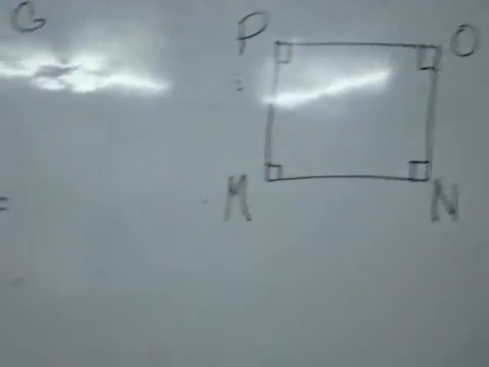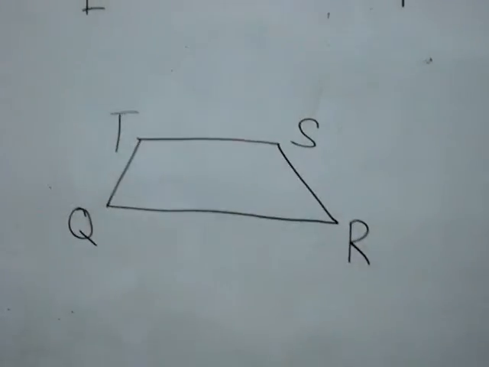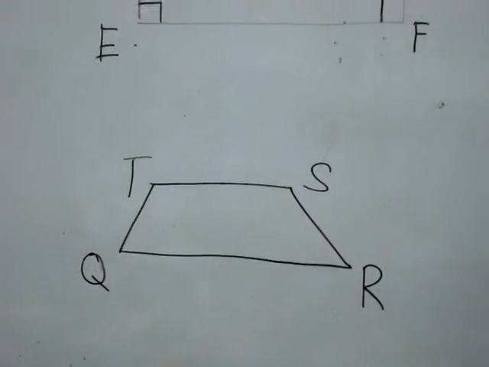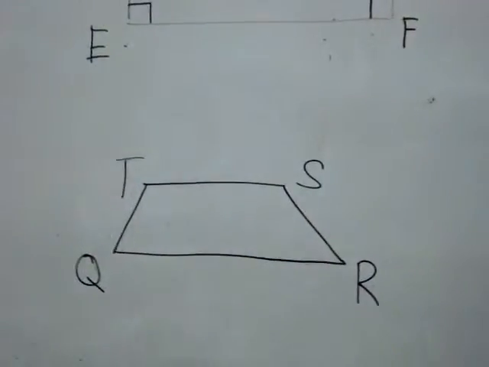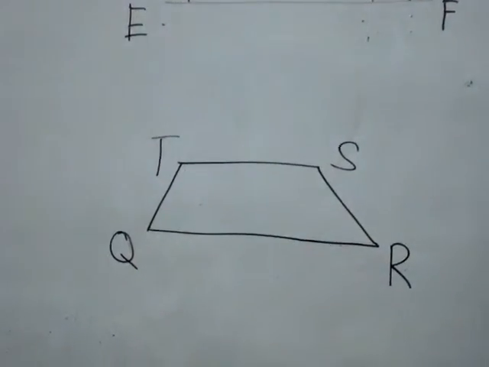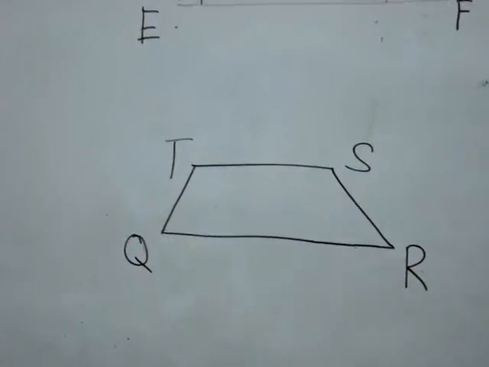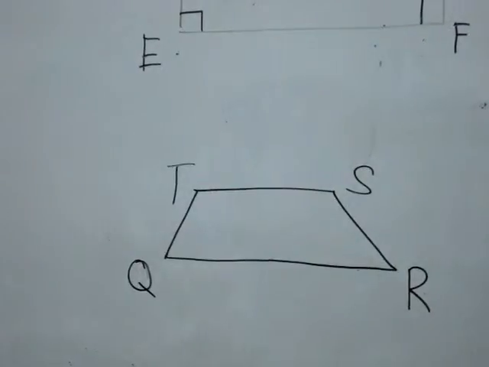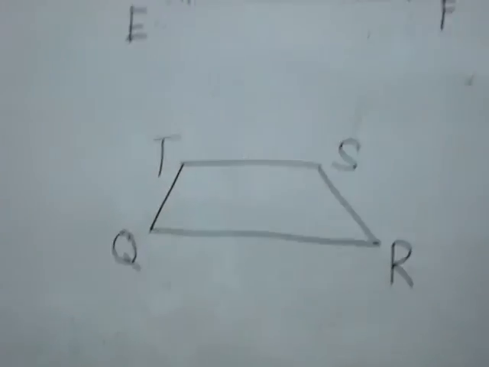Next, a trapezoid is a quadrilateral with exactly 1 pair of parallel sides. The parallel sides are called the bases of the trapezoid. The non-parallel sides are the legs. The angles formed by a base and the legs are called the base angles.